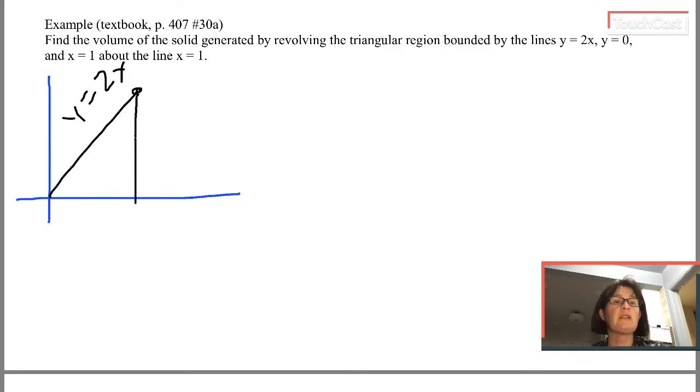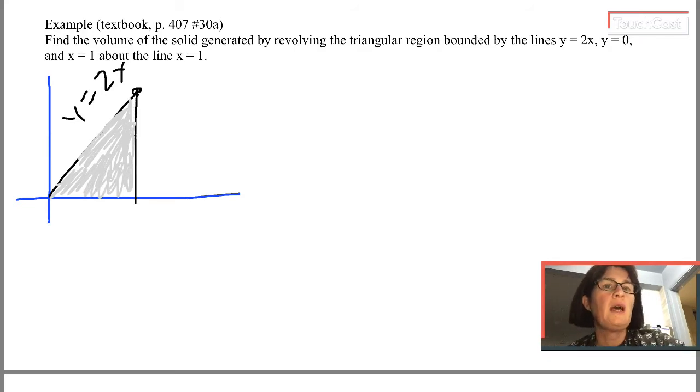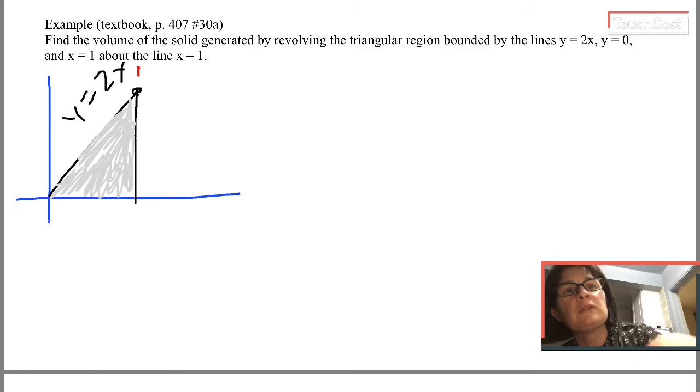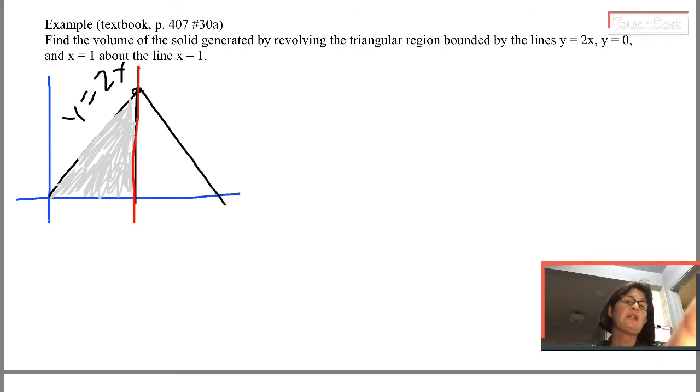So I'm going to start by shading in my region. I'm going to make my axis of revolution in red here. I'm going to reflect my region about the x-axis. Oh, no, not about the x-axis, about whatever my axis of revolution is. So imagine taking that gray shaded triangle and flipping it around the axis.